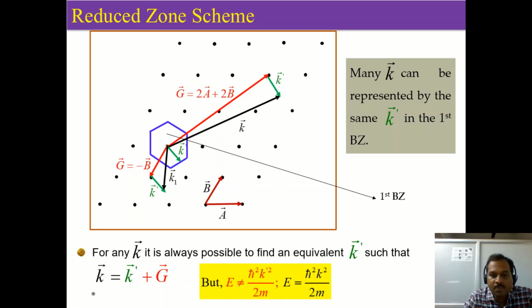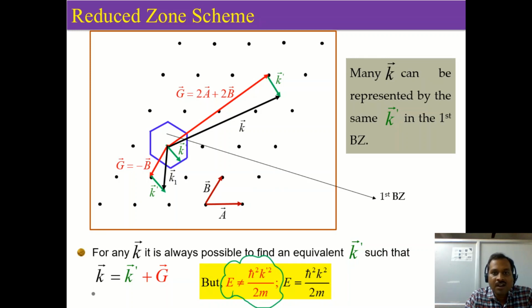But we should remember that we are only reducing the Brillouin zone. We are not changing the energy values. Energy is not h cross square k prime square by 2m. Energy still remains h cross square k square by 2m, or in this case it will be h cross square k1 square by 2m. We are only playing with the wave vector axis, that is the x axis. For the energy axis, we are going to take the magnitude of the original value of the wave vector.